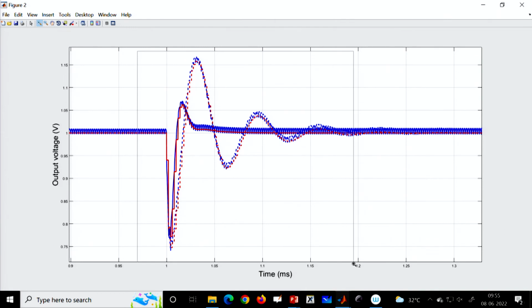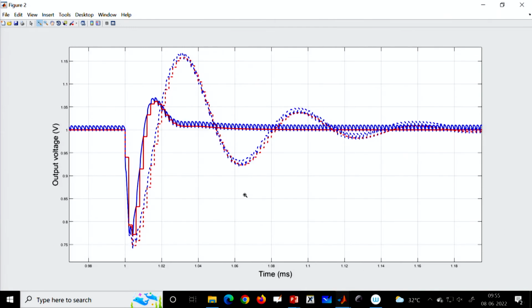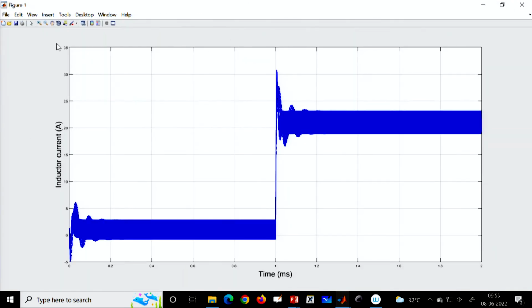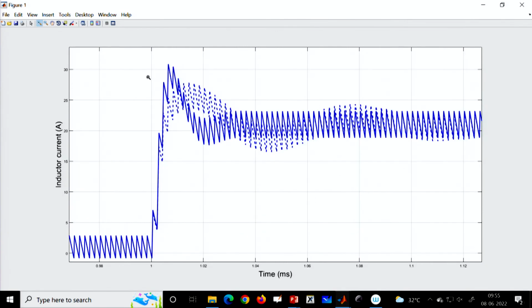the dashed line, coming from the exact cancellation, is much poorer because it has more overshoot and undershoot, and the settling time is also longer, whereas the alternative design approach is far better and can settle much faster. And if you take the inductor current waveform, there also you can see it is not drastically different.